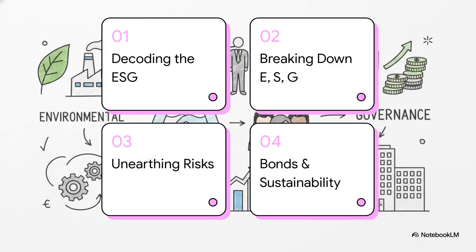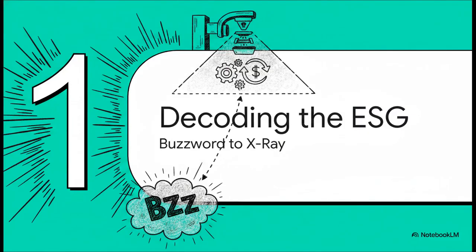First, decoding the ESG framework. Second, breaking down E, S, and G. Third, unearthing hidden equity risks. And finally, investing with purpose through bonds. Okay, let's dive right into Section 1, decoding the ESG framework, moving from a buzzword to an X-ray.